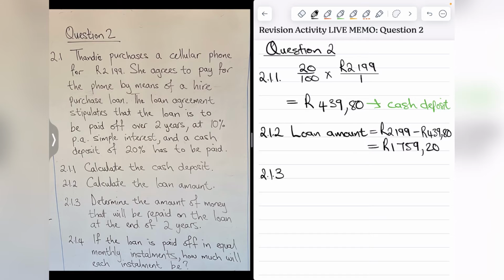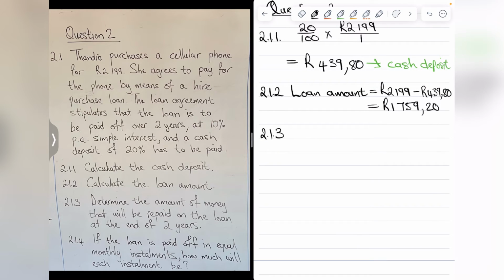So what we can do is, well, we can do this in two ways. We can say, I'm going to determine the amount of money that will be repaid on the loan, in other words, the final amount. So my loan amount here acts as my initial amount as well, because that's the amount of money I'm borrowing. And my final amount is the amount after 2 years, including the interest. In fact, I will do both ways here.